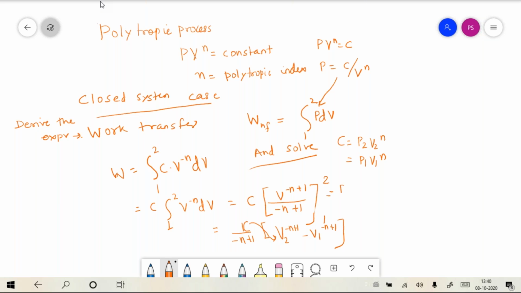That is, you will get an expression of the form P1 V1 minus P2 V2 upon n minus 1, which is the same as, because PV is equal to MRT, MR T1 minus MR T2 upon n minus 1. So look at this expression and compare it with the expression which we had derived for a reversible adiabatic process. Instead of gamma, you will find that in this expression you have the polytropic index.